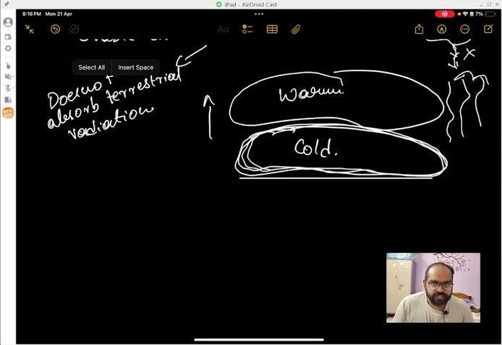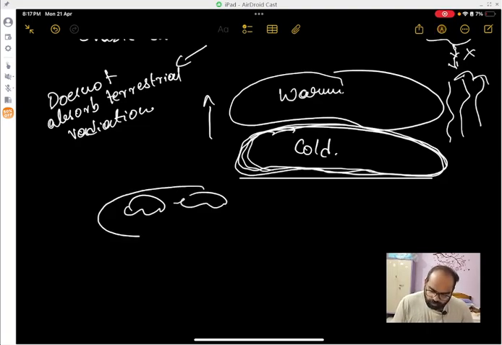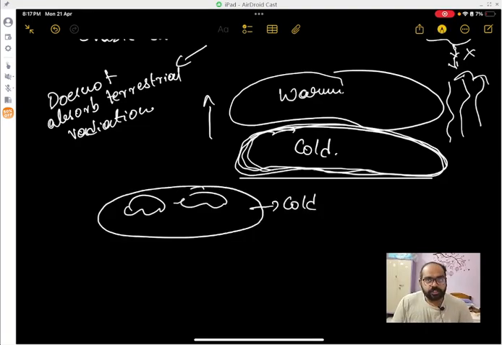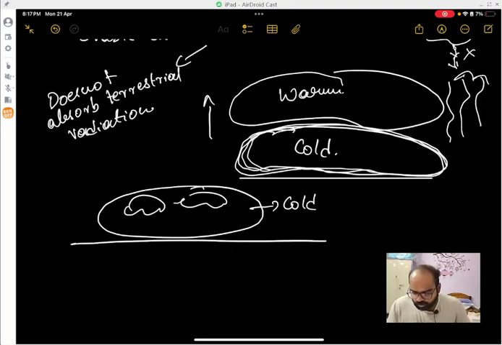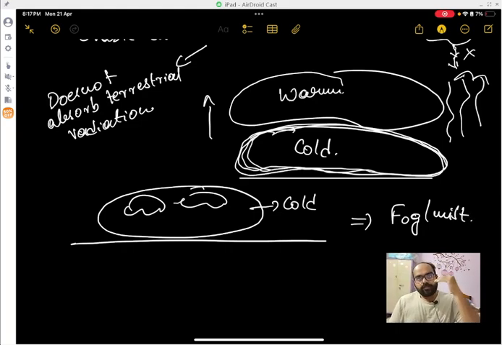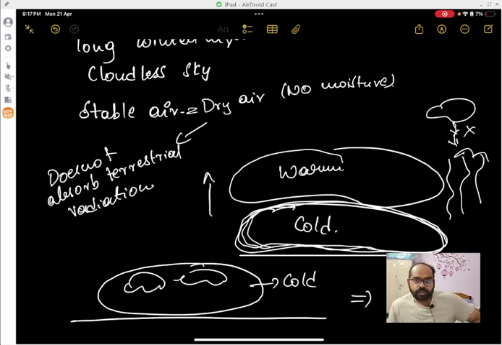this cold air is denser, right? Within this cold air, dust particles are suspended in the form of clouds in the cold layer on the ground, and it is called fog or mist. That's why we can observe the presence of fog or mist when there are long winter nights and favorable conditions, and it is called ground inversion. At the ground there will be inversion.